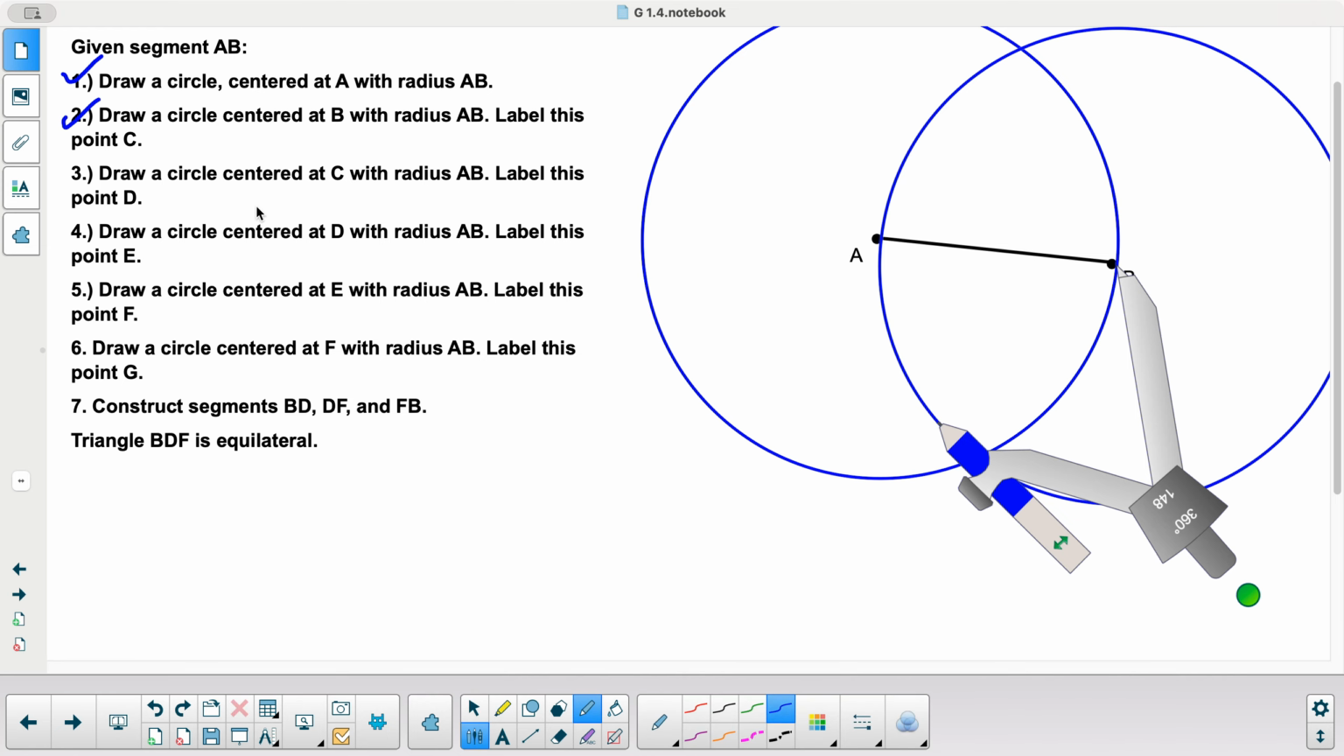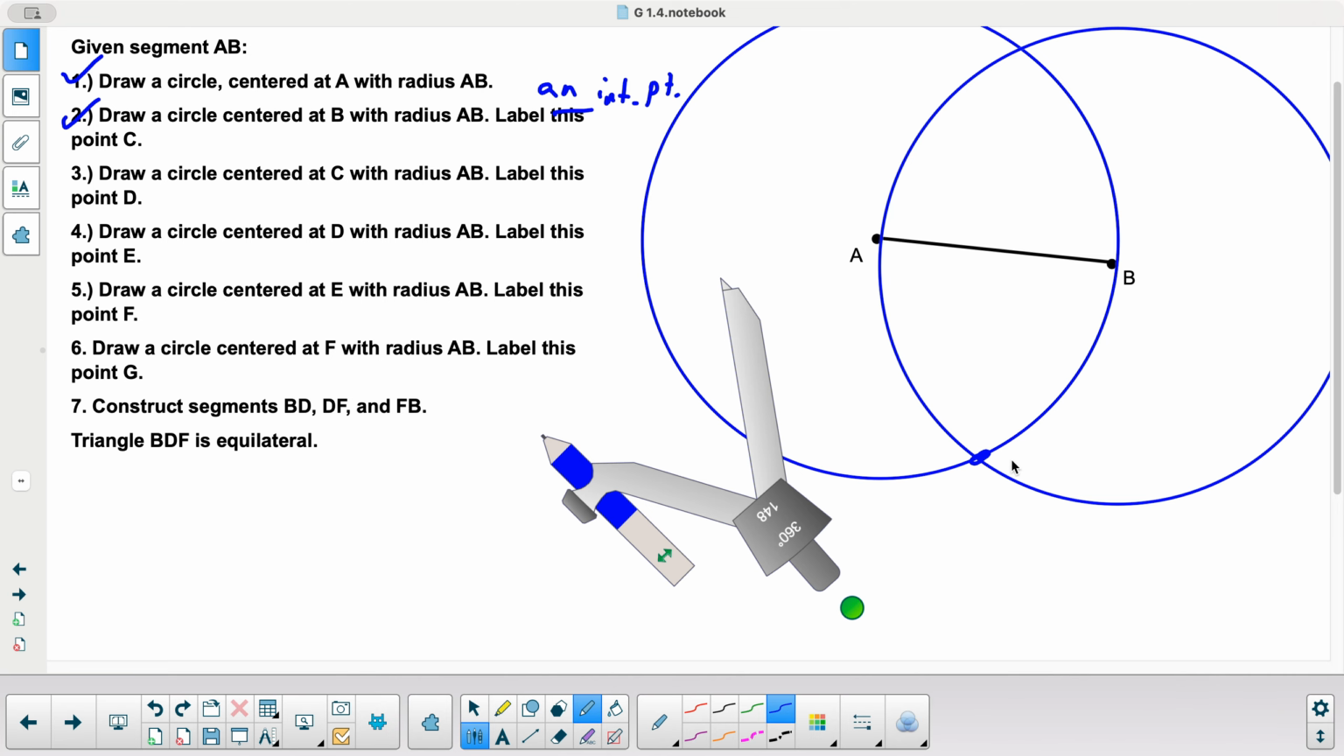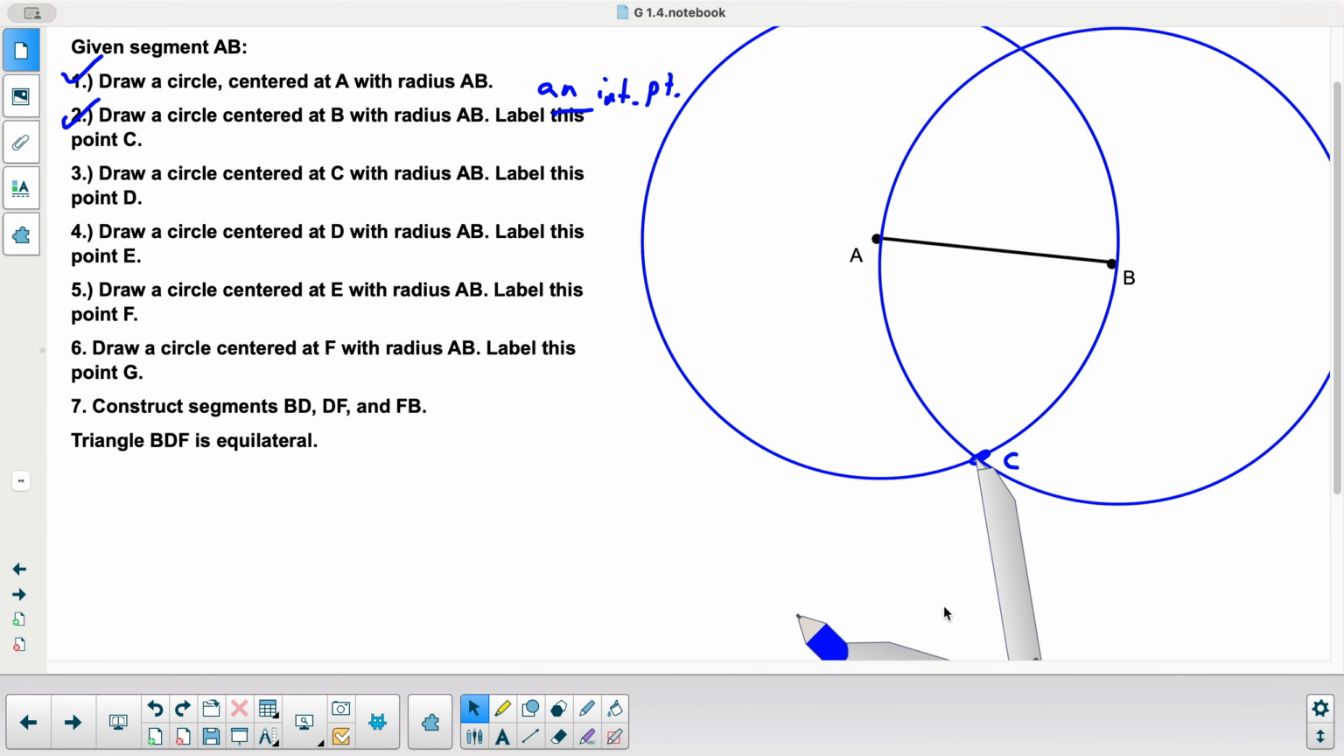Draw a circle centered at C. Oh, label this point C. So this circle. Label, I should change it. Label an intersection point C. So keep my compass right there. I'm going to call this C. Draw a circle centered at C with radius AB. So I go to C, draw a circle.